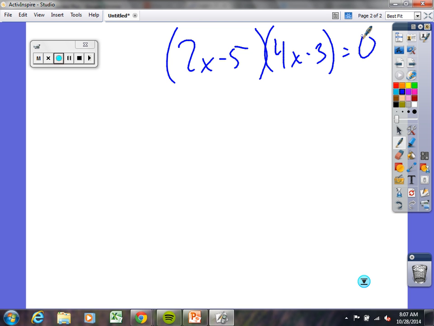Does this start off with a y equals? Yes or no? It doesn't. So are we going to have x-intercepts if it doesn't have a y value? These are called zeros, or you could say the roots of an equation. Okay? Zeros and roots of an equation.